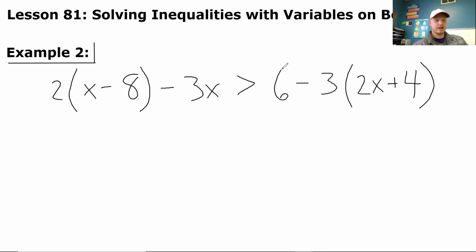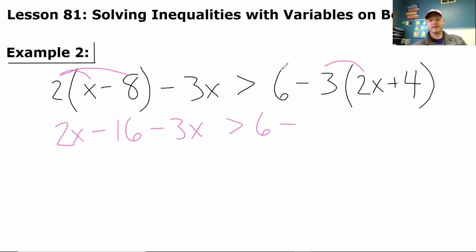So first off, we're going to take 2 times the x here. We're going to get 2x. And then you'll take 2 times negative 8, and you're going to get negative 16 minus 3x is greater than 6 minus, so now we're going to take 3 times 2x, which is going to be 6x, and remember it's going to be a negative because that 3 is negative, and then we're going to take negative 3 times positive 4, that's going to be negative 12. So negative 3 times positive 4, negative 12.